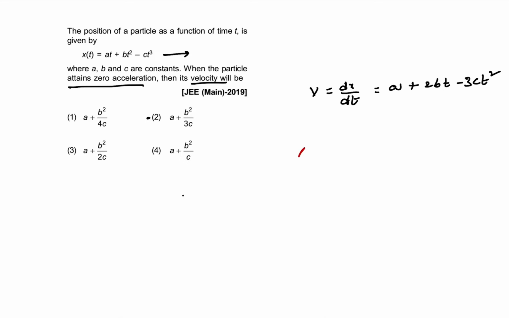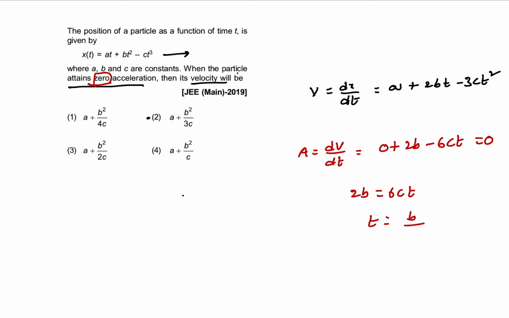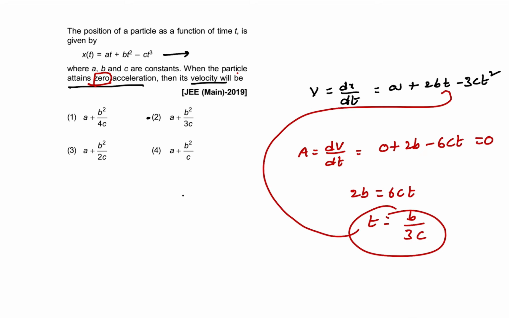This is the velocity. Now acceleration, as they have already given small a, that's why I am taking capital A as the acceleration, dv by dt. What is the dv by dt value? 0 plus 2b minus 6ct. So according to the question, acceleration is 0 is given. I can substitute there. Finally 2b is equal to 6ct. t is equal to b divided by 3c.